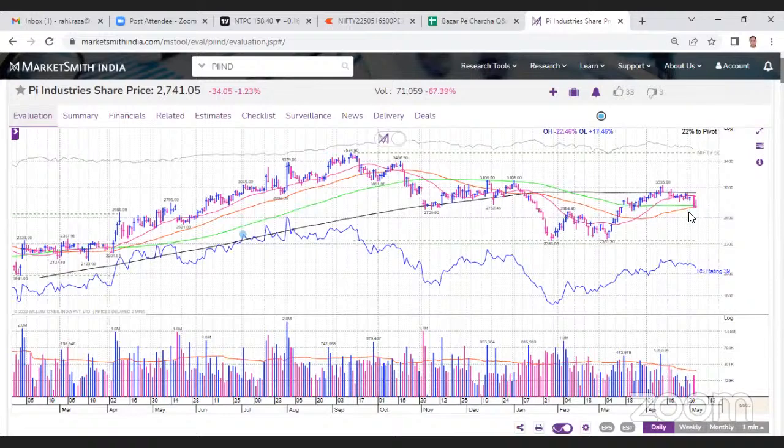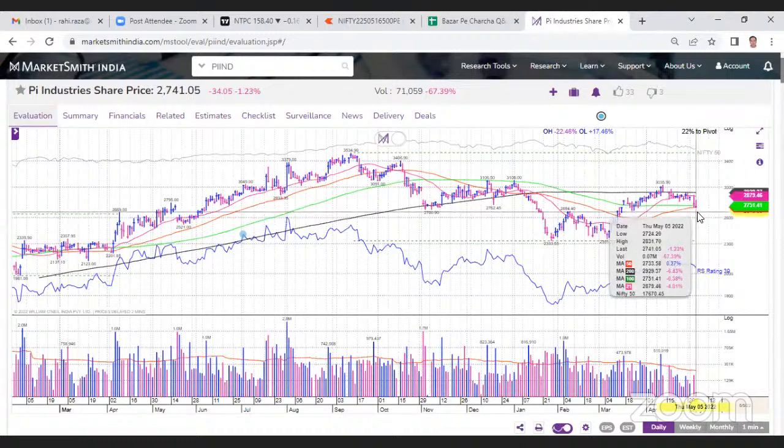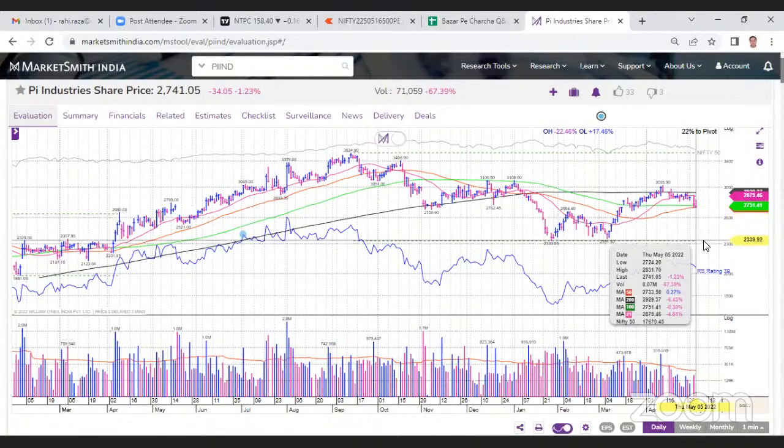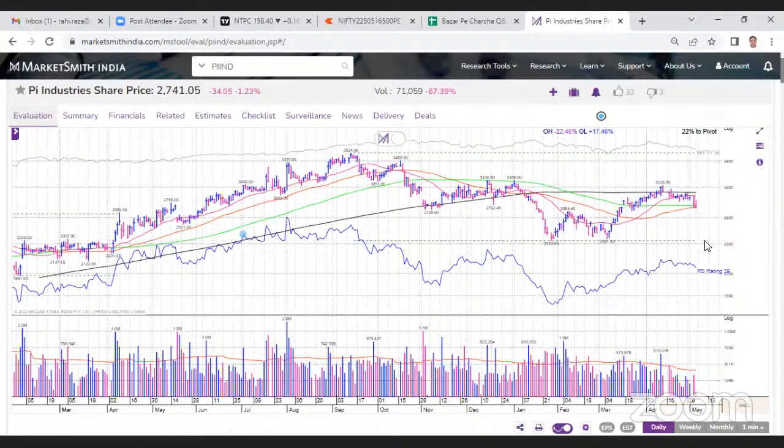Profit booking has again happened, and it has breached its 200 DMA level as well. So as of now, the overall chart is not looking that attractive, and I would not suggest buying a stock which is not looking bullish, which is not falling in the bullish criteria.